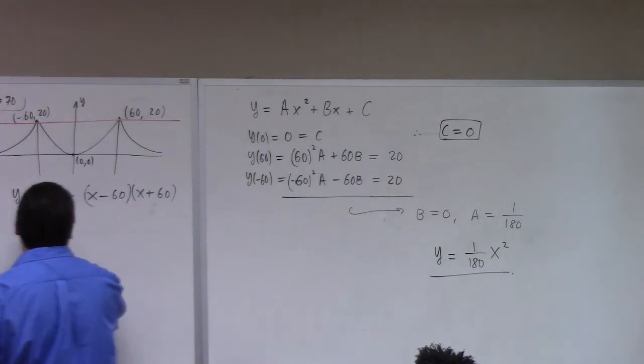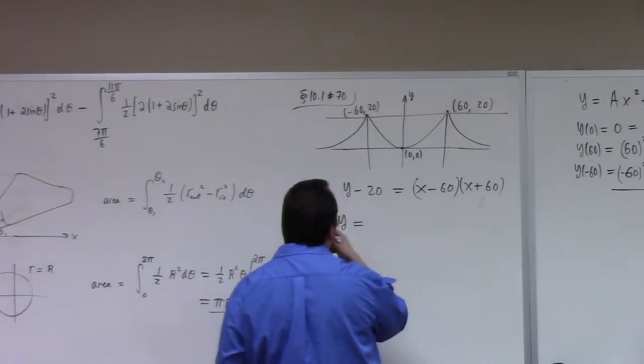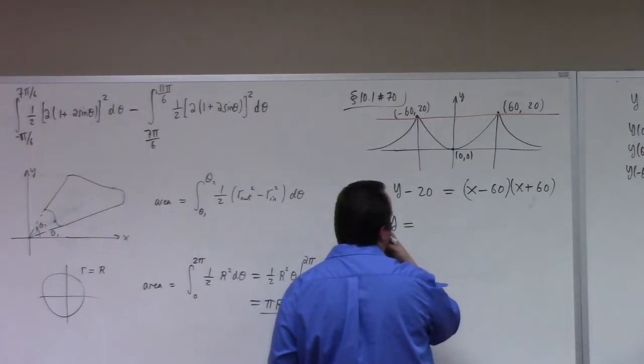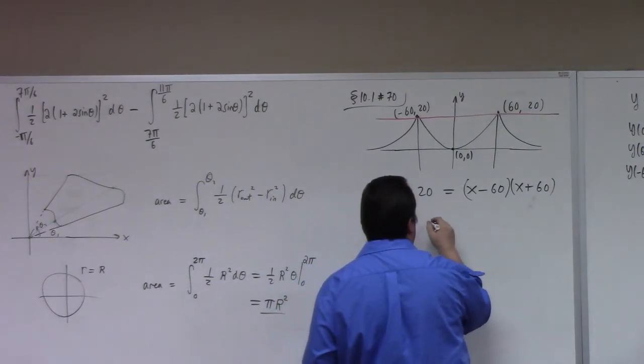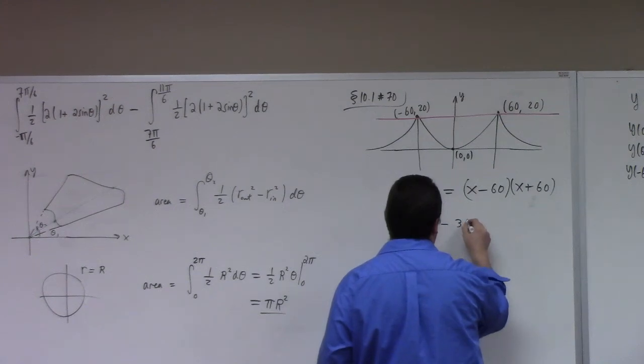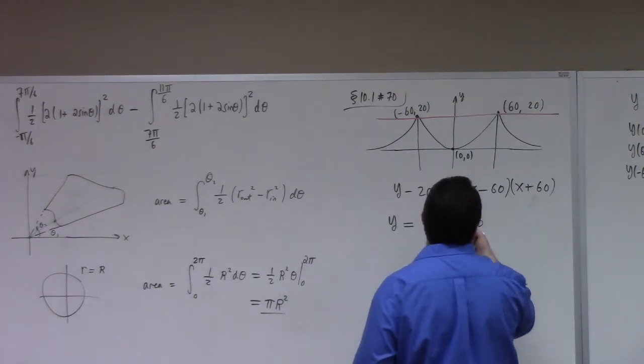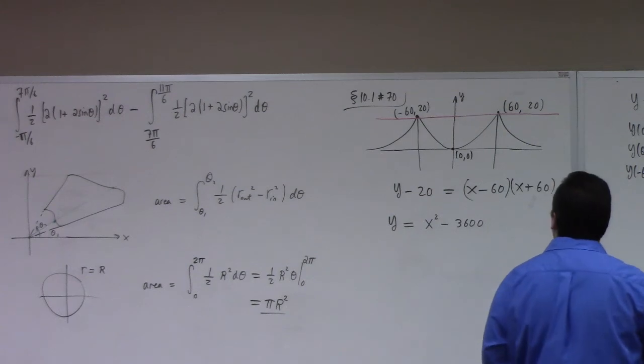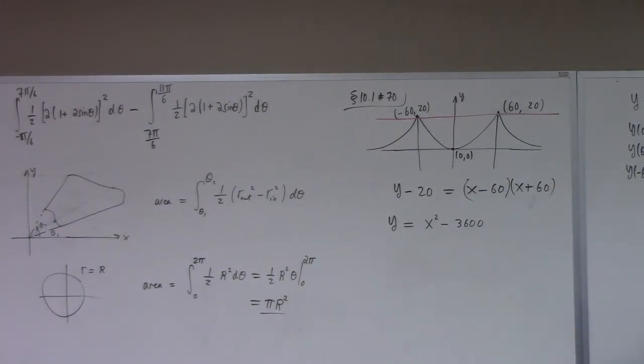What happens when I simplify this? What do I get? X squared what? Minus 3,600. Well, there's something wrong with my thinking over here. Oh, yeah. I did this part a by using the standard form of the equation of the parabola, with x minus h squared equals 4 p. That's why this came out.